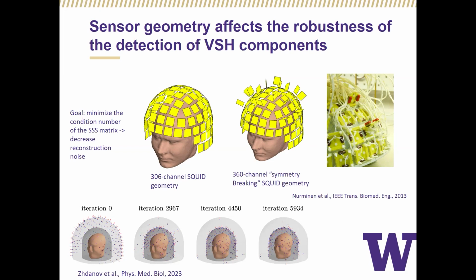So we actually built this SQUID system. There's only one of these built, but it exists nowadays in Japan, where we added sensors that were orthogonal to the existing 306 channel SQUID array, and we got much better resolution between the internal and external parts of the magnetic field, and better reconstruction noise. And then later, last year, we did a simulation study where we used simulated annealing to optimize the condition of the VSH model.